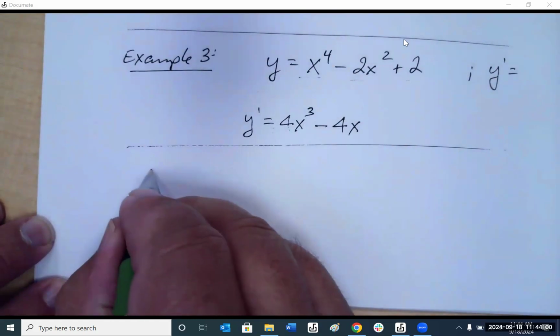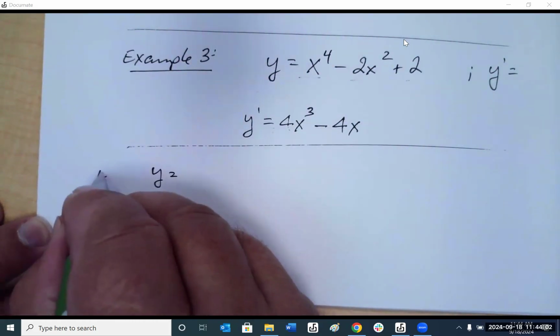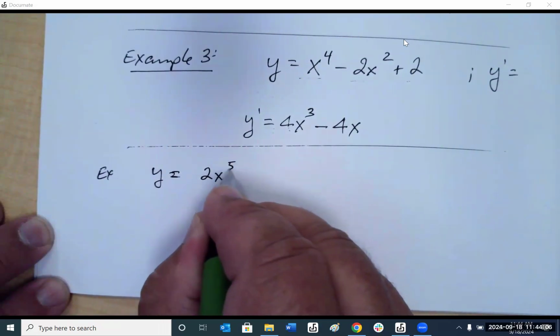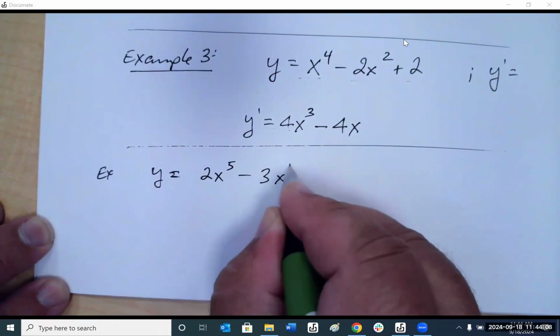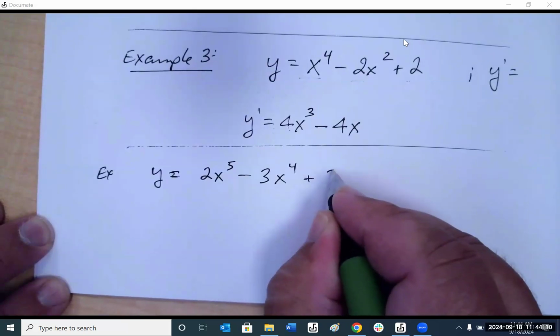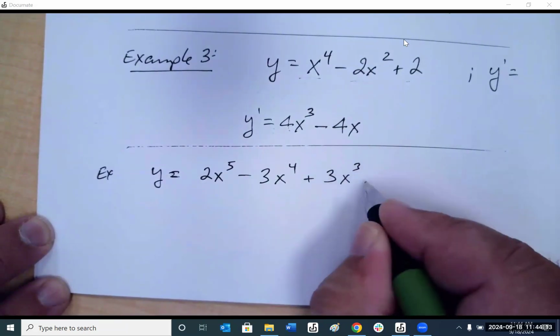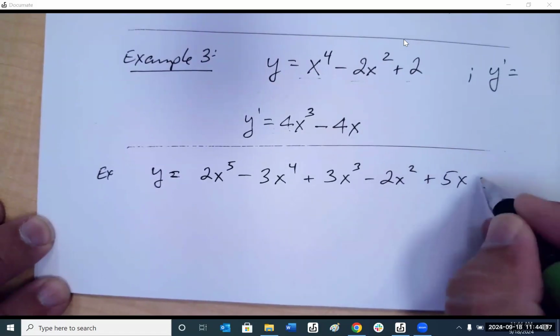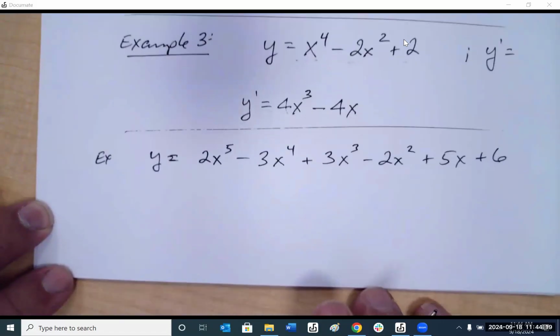But actually, let me put one here that has a whole bunch of pieces to it. Let's say 2x to the fifth minus 3x to the fourth plus 3x cubed minus 2x squared plus 5x plus 6.